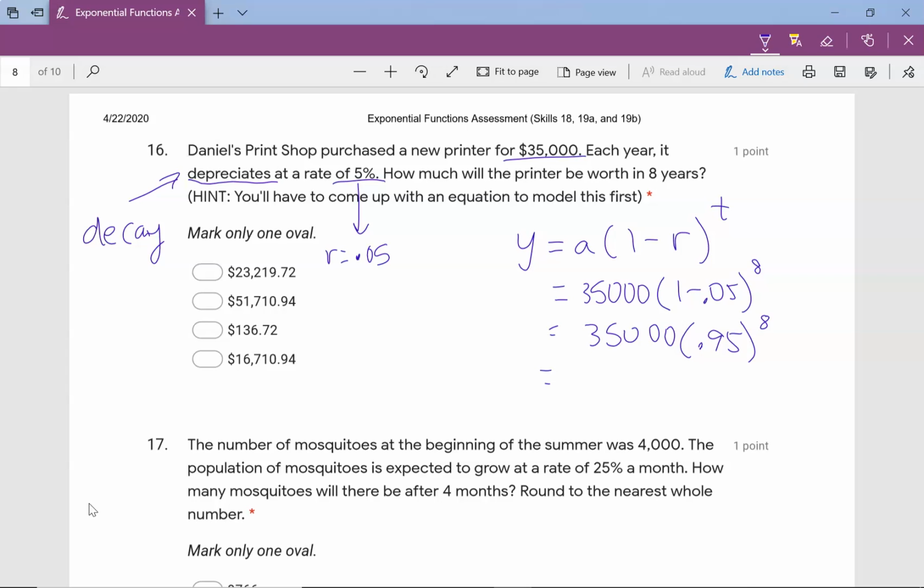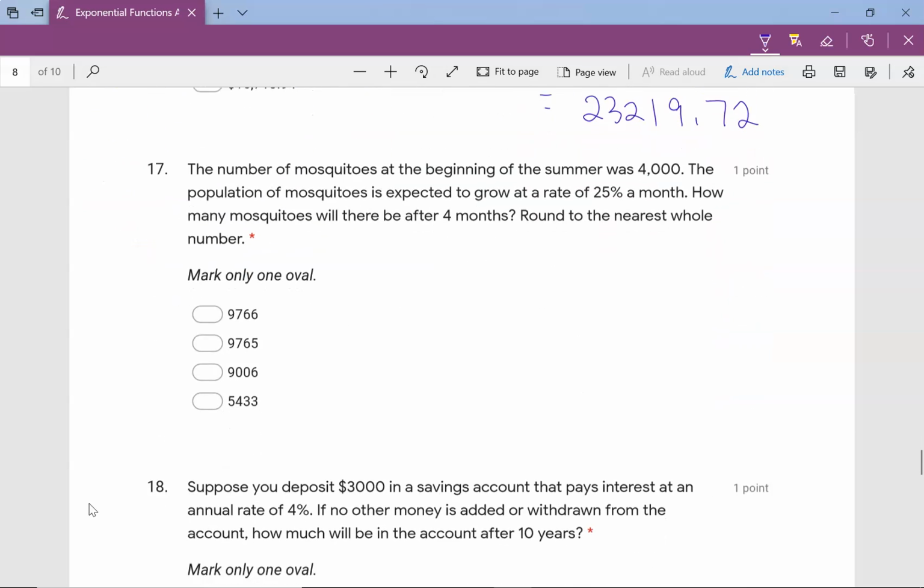So I took 1 minus 0.05 to get 0.95. Now I'm just going to put this in the calculator. And the calculator gives me like 23219.72, which would be this first choice. Again, you could use some elimination here if you knew that depreciate means decay. It couldn't have been the second choice because that would not be depreciating. That would not be decaying.